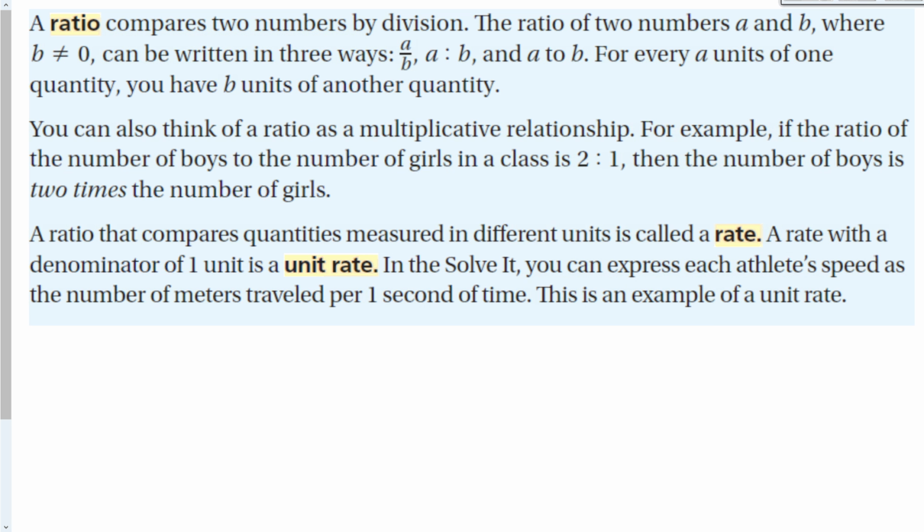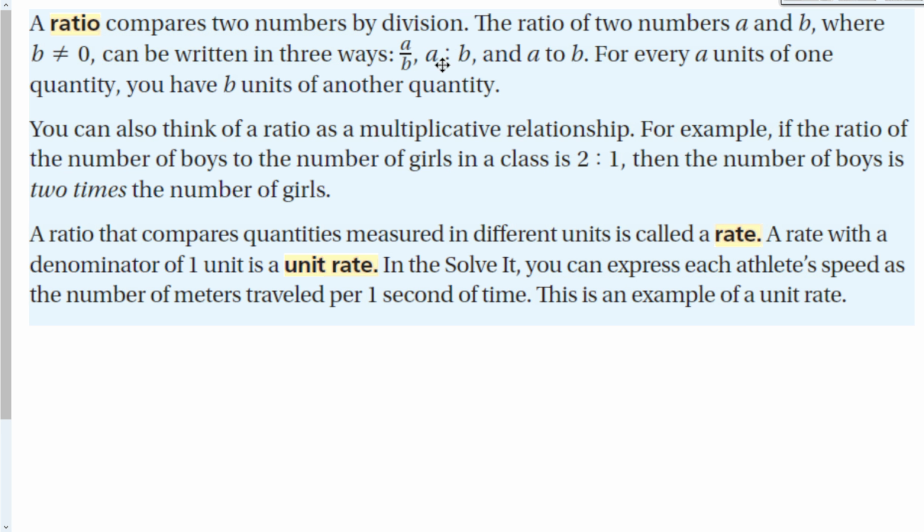The ratio of two numbers A and B, where B is not 0, can be written in three ways: as a fraction, as a quantity with a couple dots in between them, or by A to B. Okay, all of these mean the same thing. So it doesn't matter how the ratio is used. Primarily, we see the one with the fraction the most.